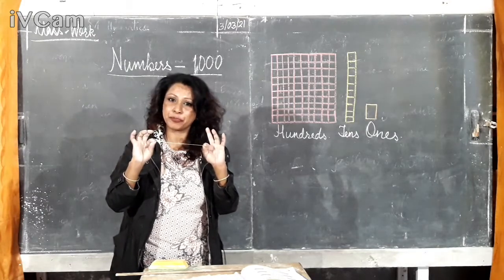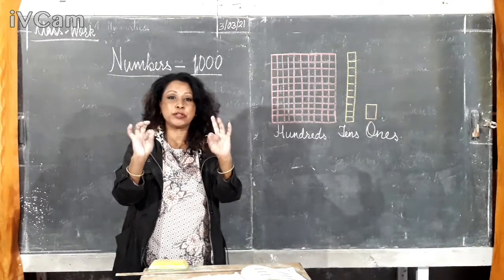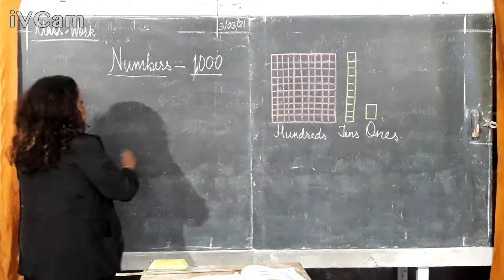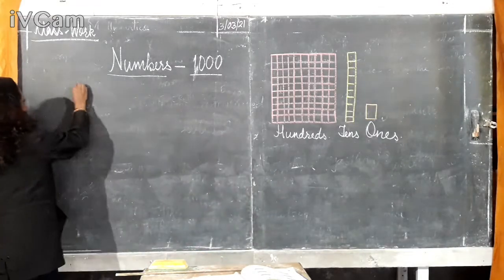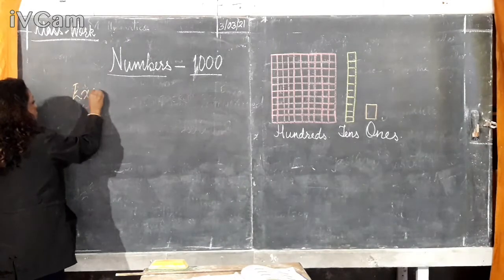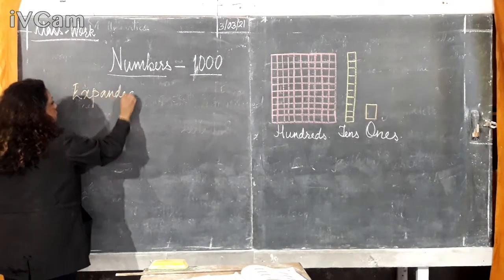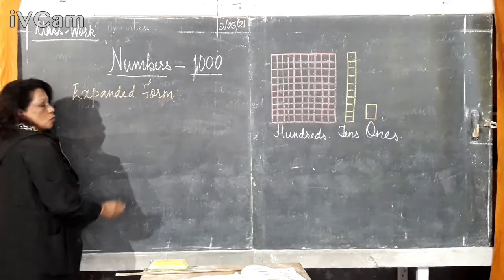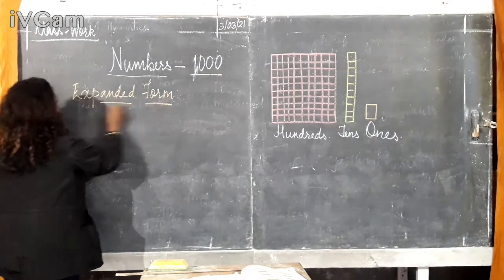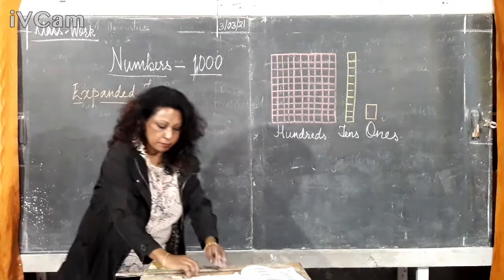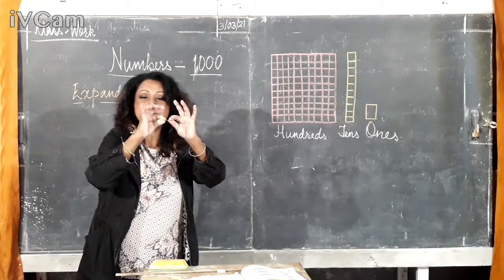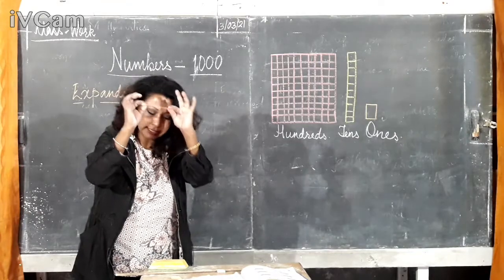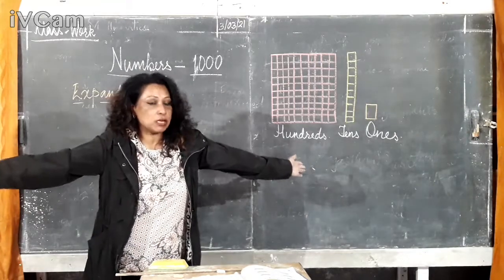It's the same thing. With this explanation, I want to explain what is expanded form. What is expanded form? Expanded form means the same thing: the same number which you are going to stretch and make it long.